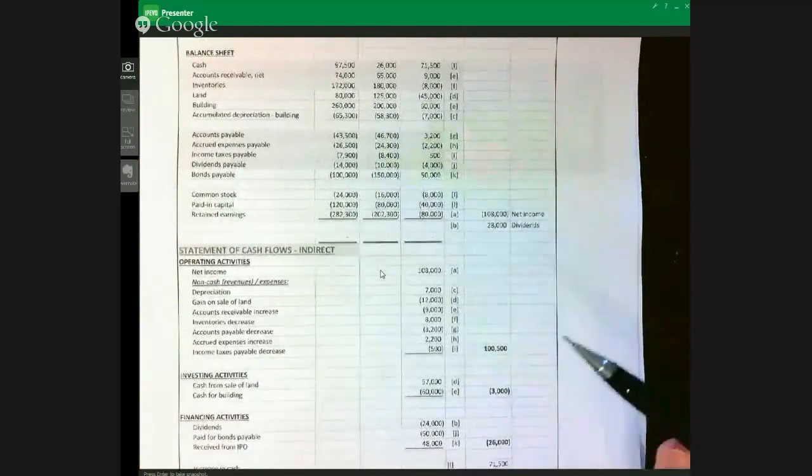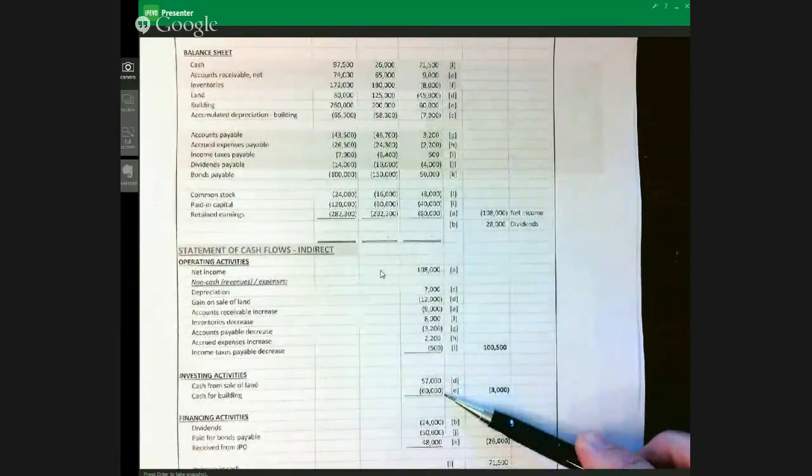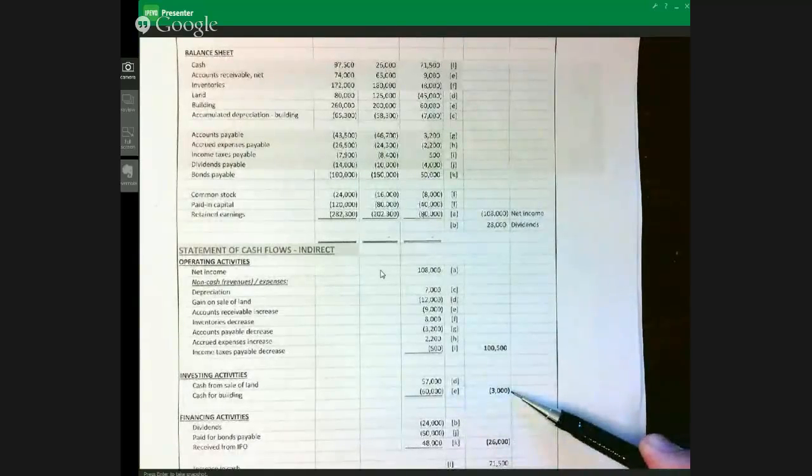Additionally, because of selling a piece of land and using some of those proceeds to buy a building, your business used up a net of $3,000 more.